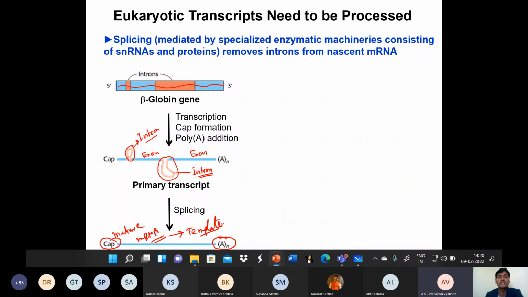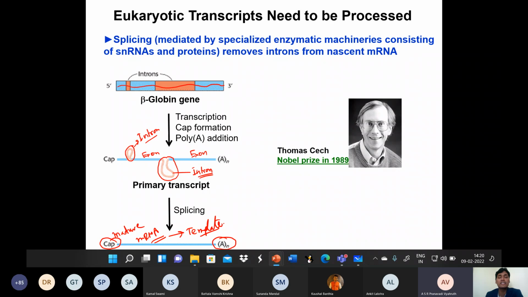I am not going into that else. Now for this work in 1989, Tomczak got the Nobel Prize, because this work is very important to understand how particularly in the eukaryotic system the processing of mRNA is involved.